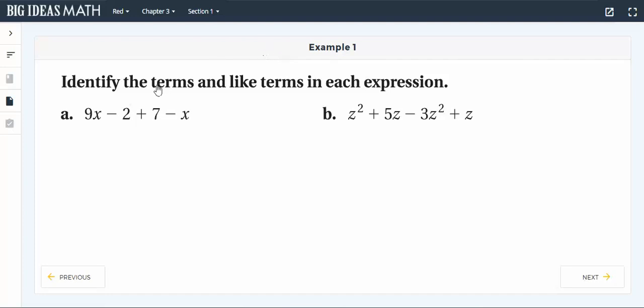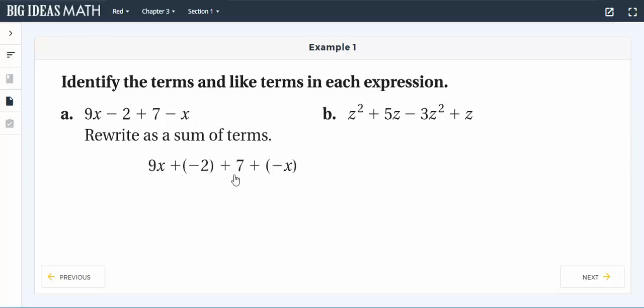Okay, in example 1, we're going to talk about identifying the terms and the like terms in each expression. Terms are going to be each individual number and letter, or number by itself, or combination. The term is always identified by the sign in front of it. So when there's no sign, it's automatically positive. So this is 9x, this is negative 2, this is positive 7, and this is negative x. I have 1, 2, 3, 4 terms in this problem.